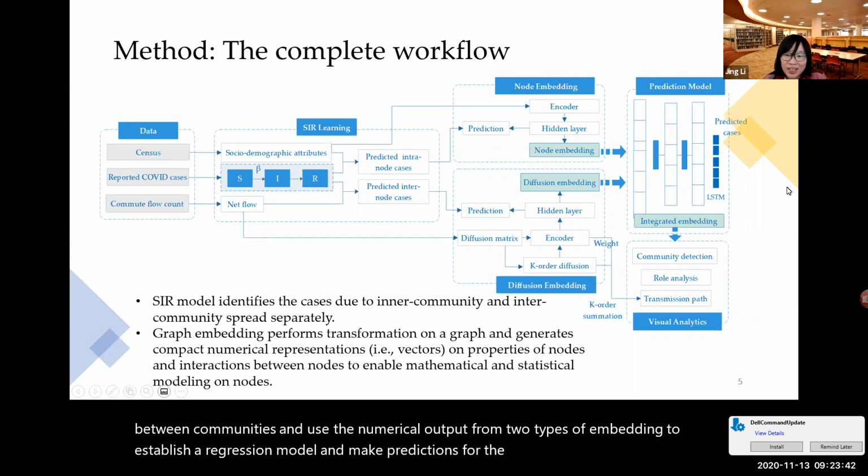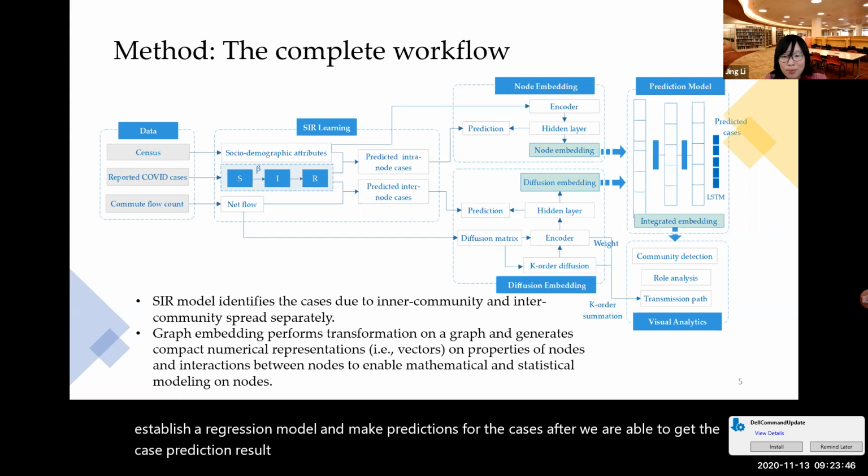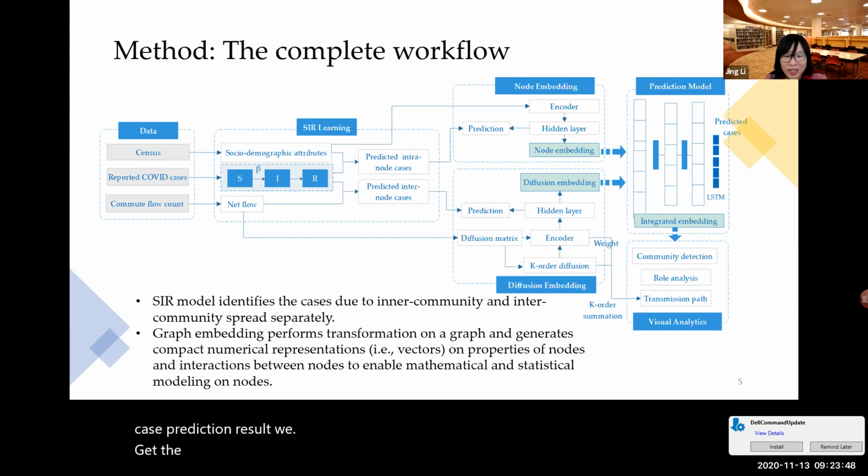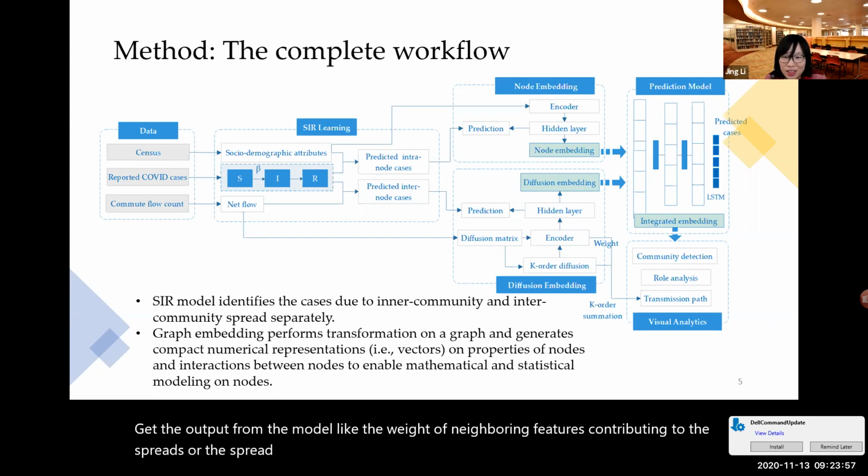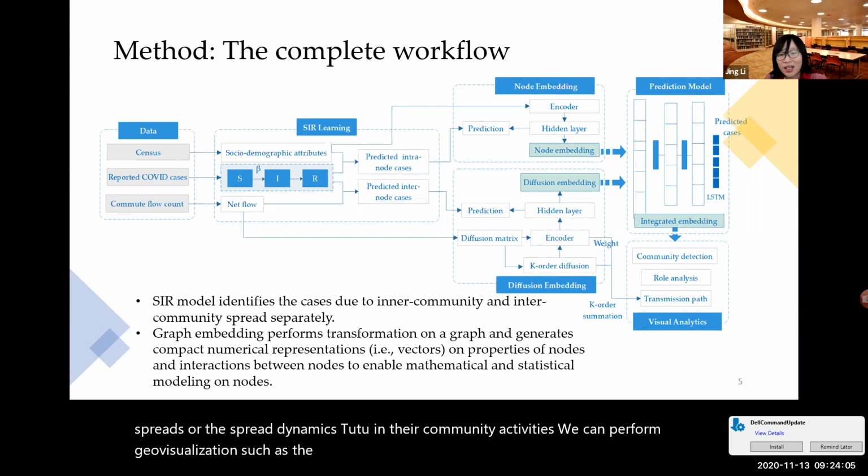After we are able to get the case prediction result, we get the output from the model, like the weight of neighboring features contributing to the spread or the spread dynamics due to inner community activities. We can perform geovisualization, such as the transmission path, case changes, as well as the community detection.